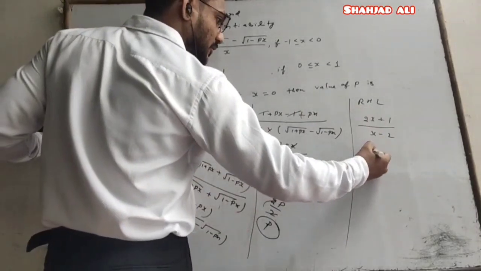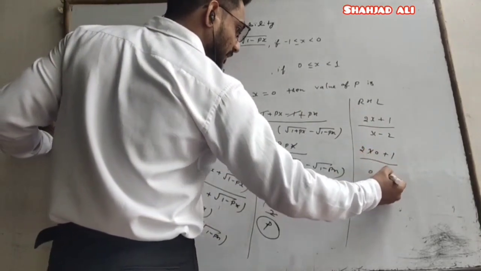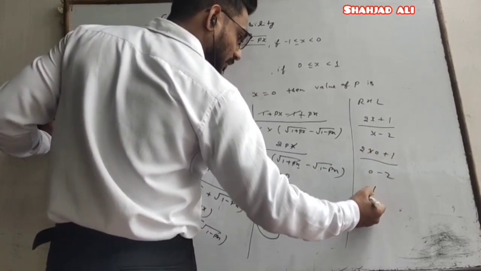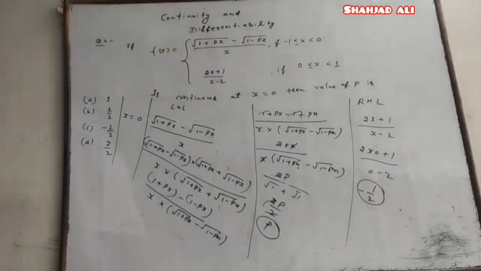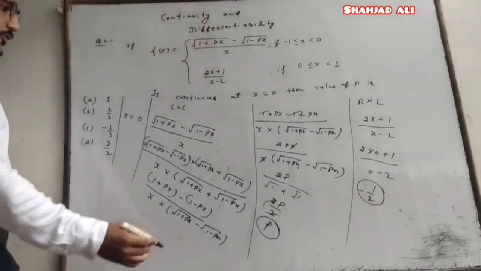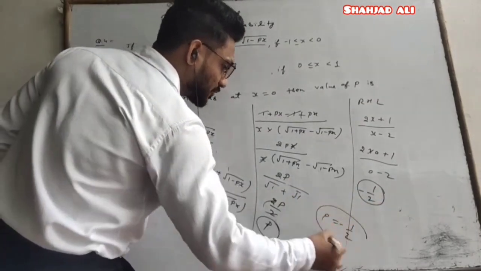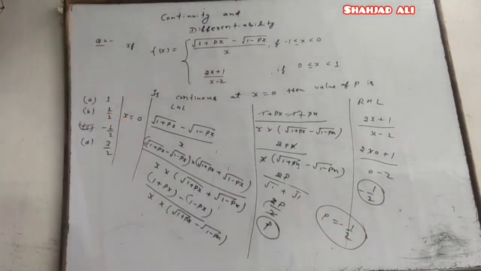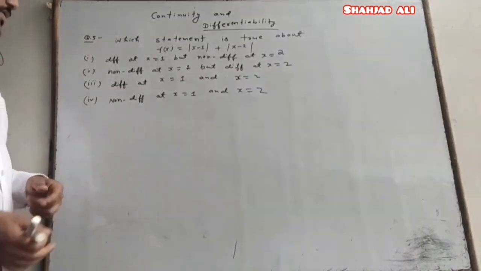So put 2 into 0 plus 1 upon 0 minus 2, so this will be 1 upon minus 2, means 1 upon 2. You know that left hand limit will be equal to right hand limit, means p will be minus 1 by 2, so p is equal to minus 1 by 2, that will be option number C.